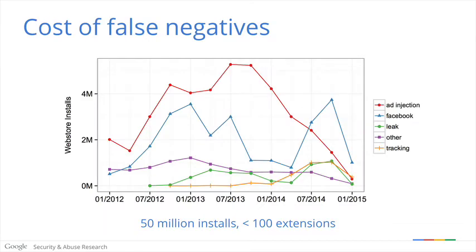So what happens when our system makes mistakes? It does make mistakes. We catch 96% of everything, but there's a few things that get through. And what we want to emphasize here is that fewer than 100 extensions account for over 50 million users being impacted by malware. So these things propagate very quickly, mainly through the propagation of Facebook malware, for example, and they can impact a large number of users.